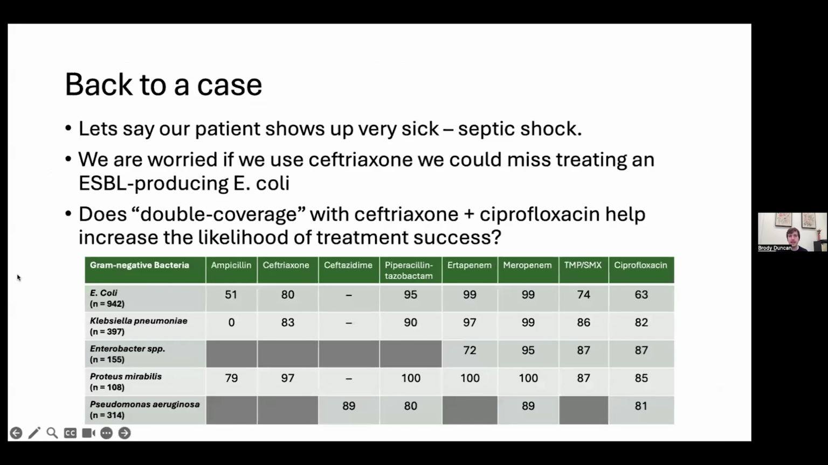So if we go back to our case, our patient shows up and you examine her and you're like, oh, she's actually very sick, going into septic shock, she might be going towards the ICU. And your medical student says, oh, there is a decent ESBL rate in these sorts of patients. I'm worried if we use ceftriaxone that we could be mistreating an ESBL-producing E. coli, right? And again, only 80% of our E. coli are ceftriaxone susceptible. So the question which a lot of doctors really do ask is, does double coverage, for example, using ceftriaxone with ciprofloxacin, help increase the likelihood of treatment?